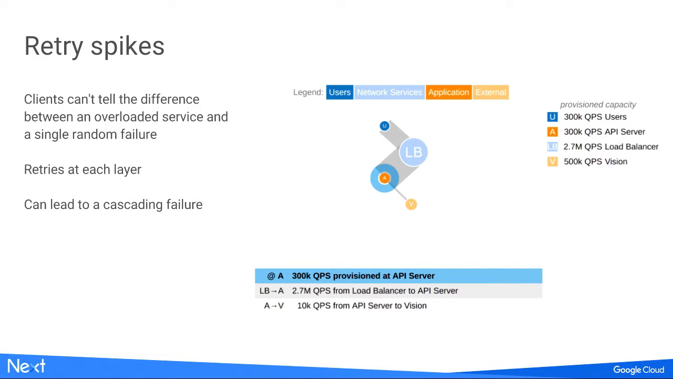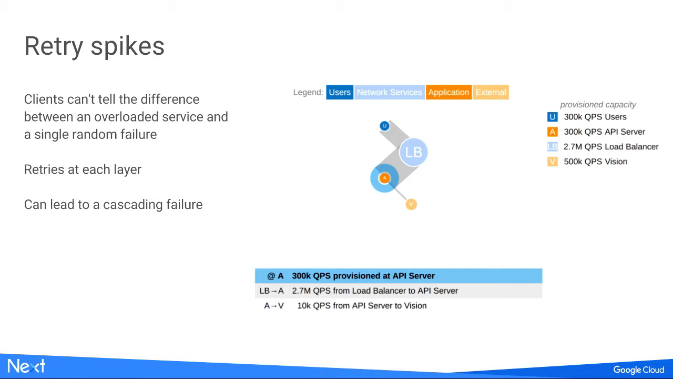So what happens when you start rejecting people? Well, they retry because they don't know why they're rejected. So retry spikes are a pretty famous way to generate a lot of load. And when you're dealing with a microservice architecture, it's pretty different because each layer is retrying to the next layer, right? So you can get this compounding effect pretty quickly.